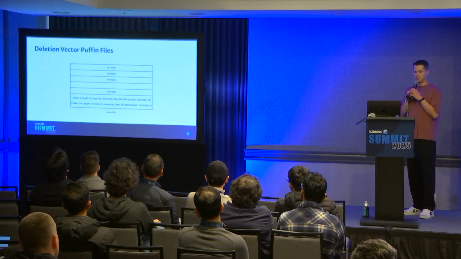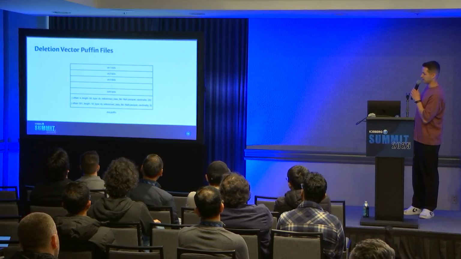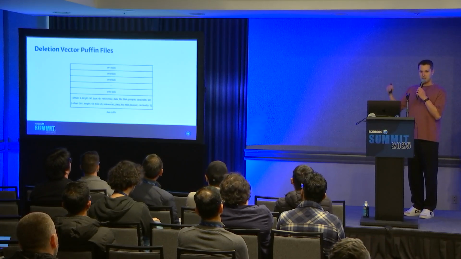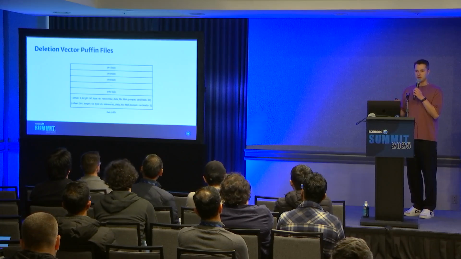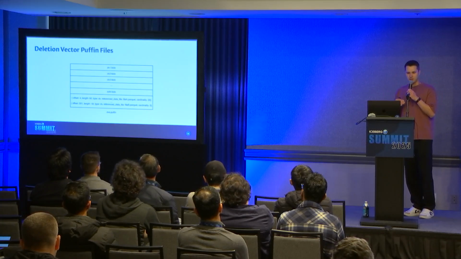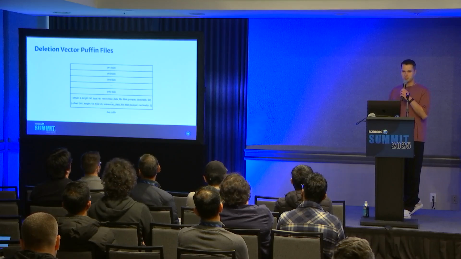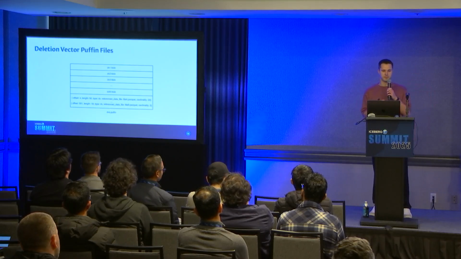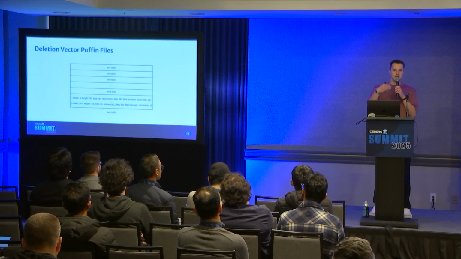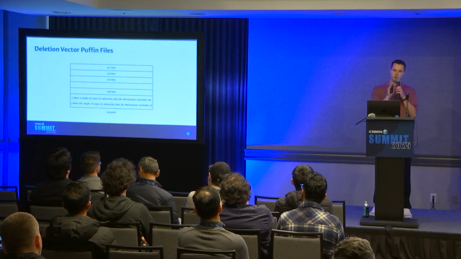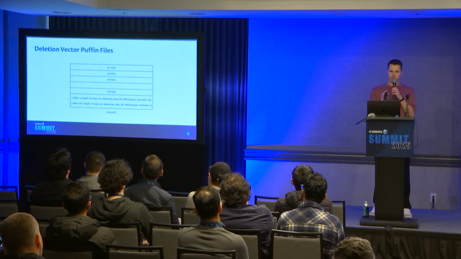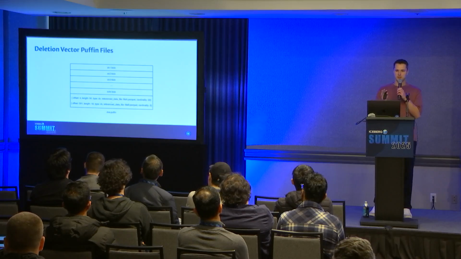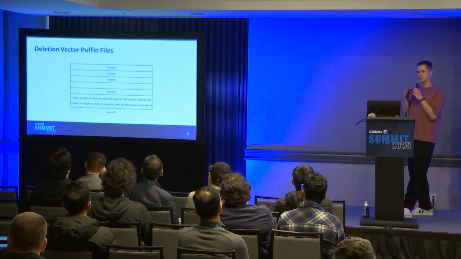DV blobs are persisted in Puffin files. There can be many blobs in one Puffin file. Puffin files were added to Iceberg to persist table statistics. The primary benefit of the Puffin format is in the ability to persist and retrieve a binary blob efficiently. It's not possible with Avro or with Parquet.